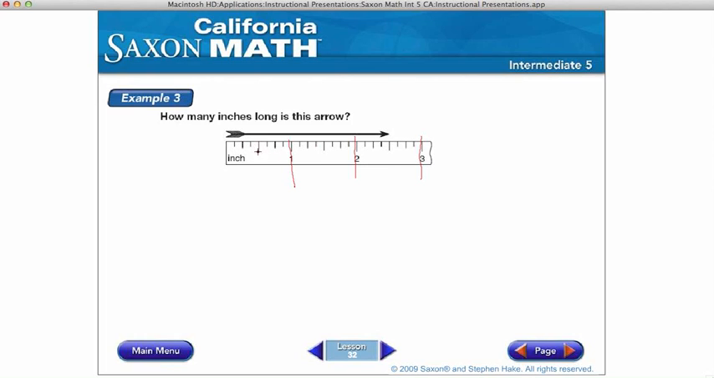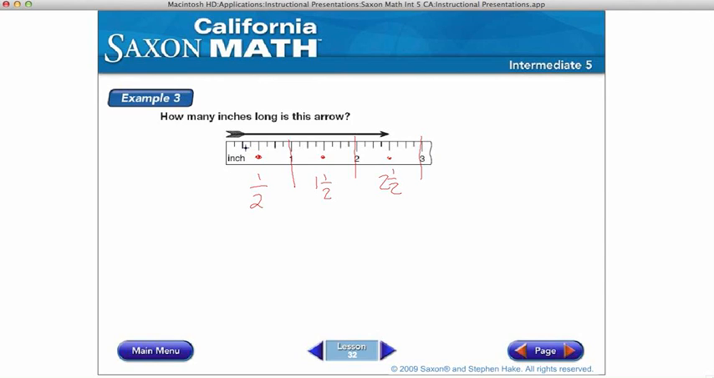The next longest line, this one, this one, this one, these stand for my half inches. So this would be half an inch, 1 whole inch. This would be 1.5, 2 inches, 2.5 inches, 3 inches, and so forth. So these lines stand for my halves.